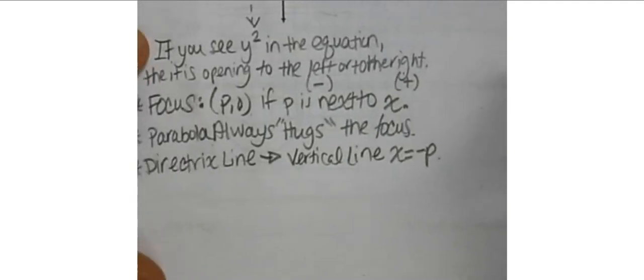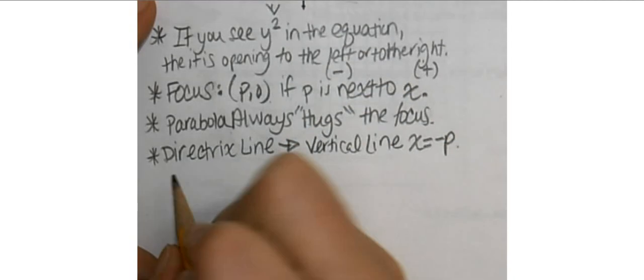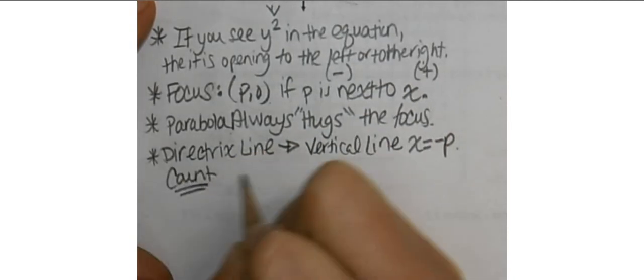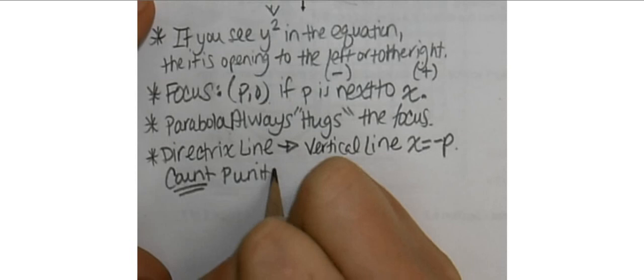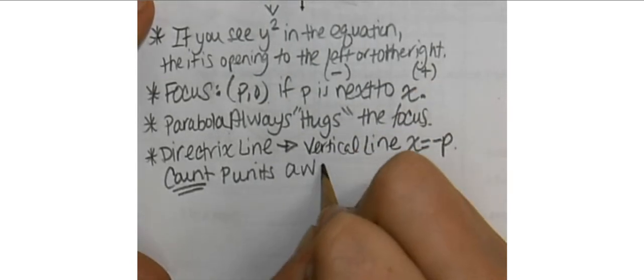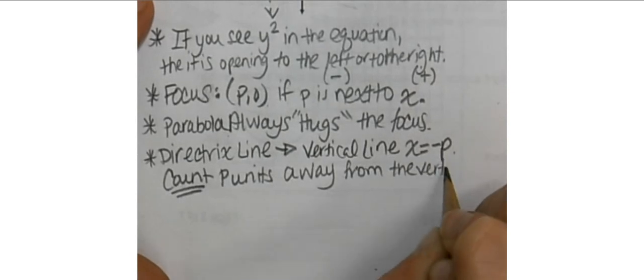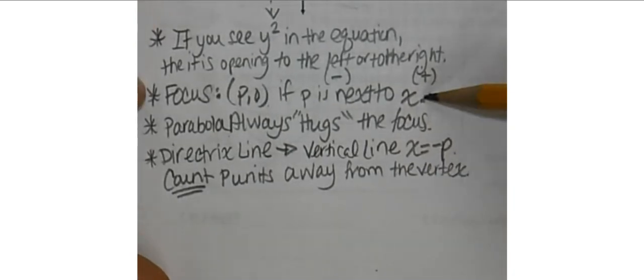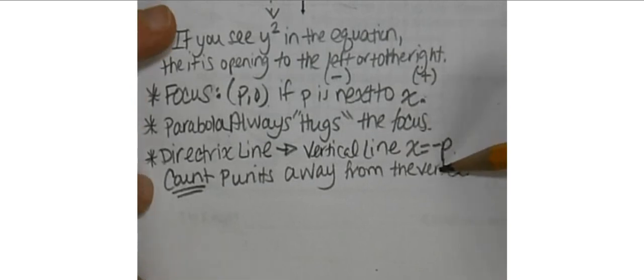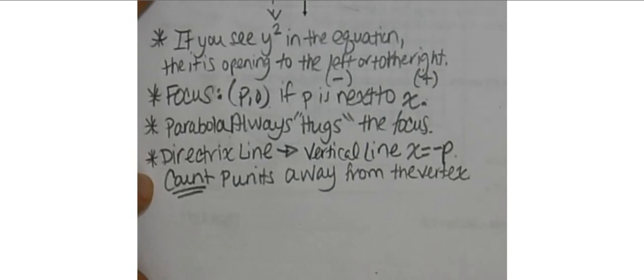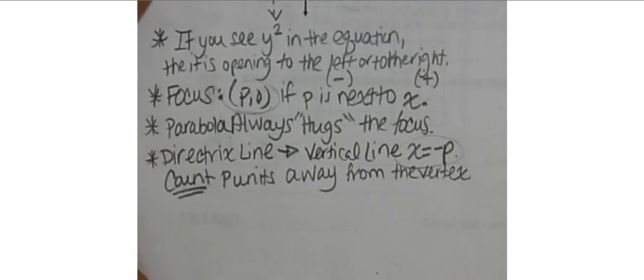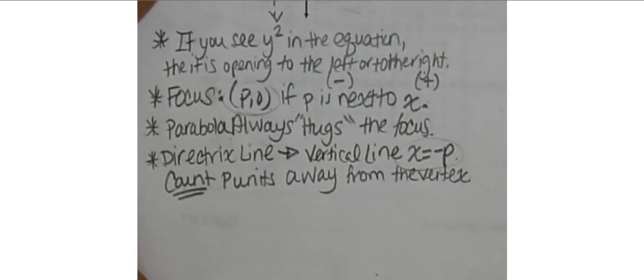And in order for you to identify this directrix line, we always count p units away from the vertex. So in order for you to come up with your focus, we count. In order for you to come up with your directrix line, we count. So that's going to be something that's important. You simply need to count. Instead of focusing on what the ordered pairs are and what the equations are, simply count and use a little bit of logic in order for you to come up with those values.